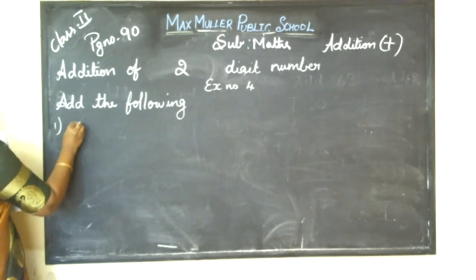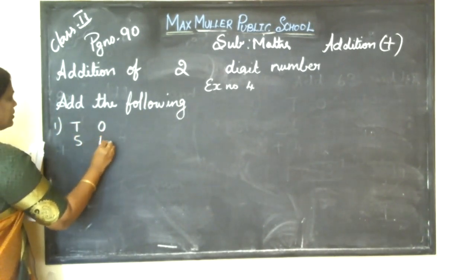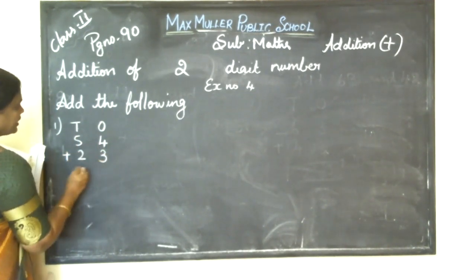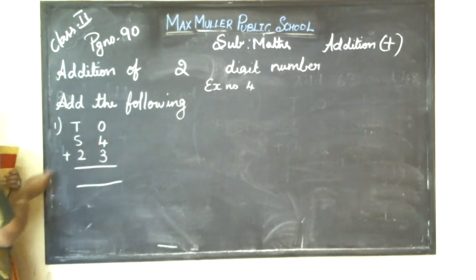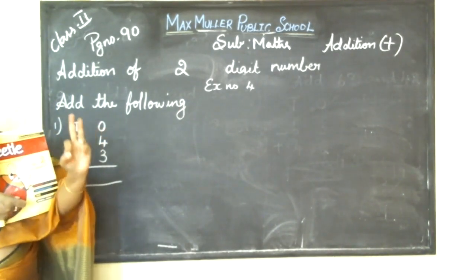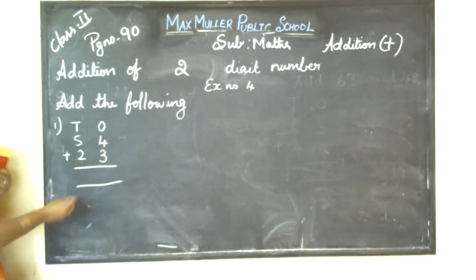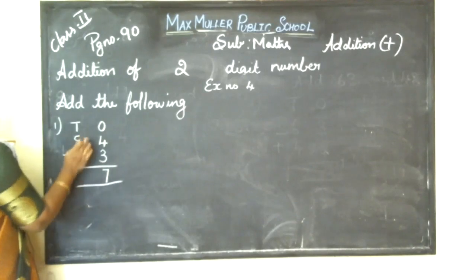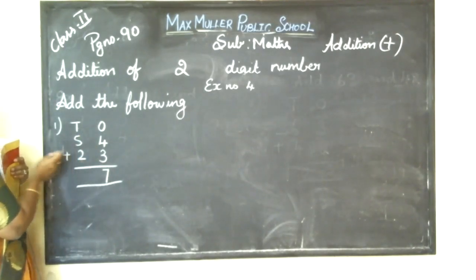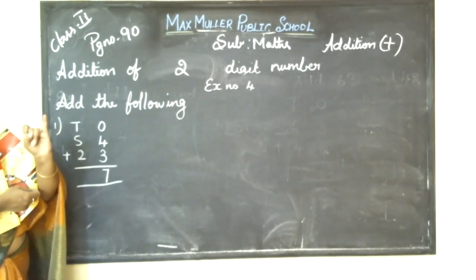First one, tens, ones. 54 plus 23. 4 plus 3, 4 in the mind, 3 on the finger. After 4: 5, 6, 7. Ones column we finished. We'll go to the tens column now. 5 plus 2. 5 in the mind, 2 on my finger. After 5: 6, 7.